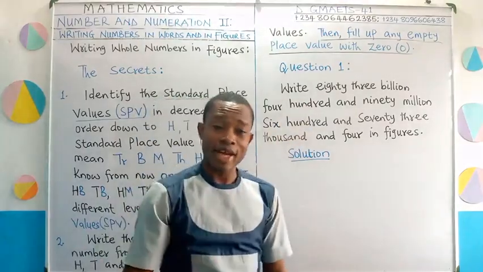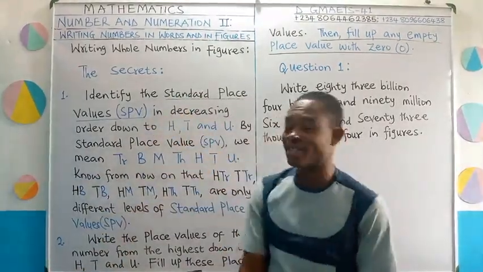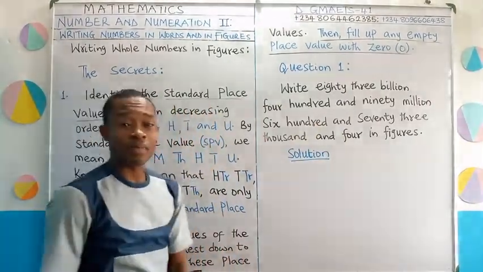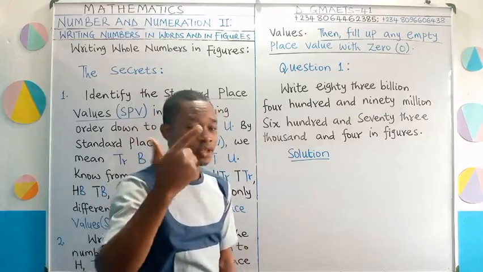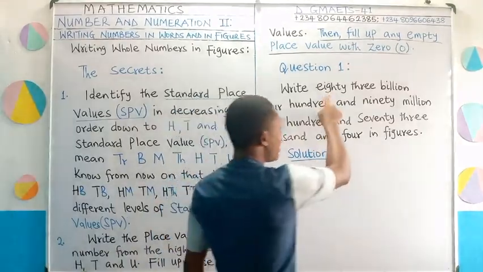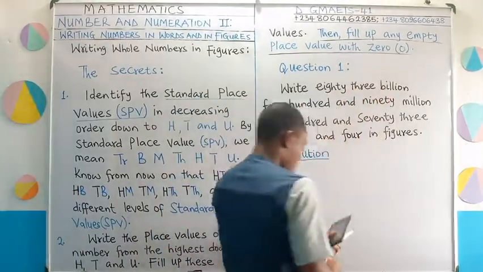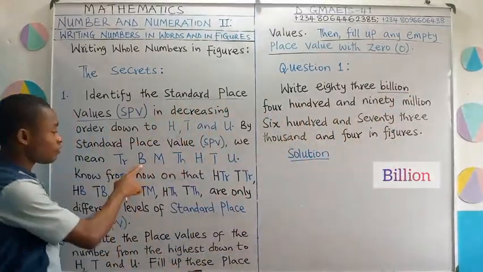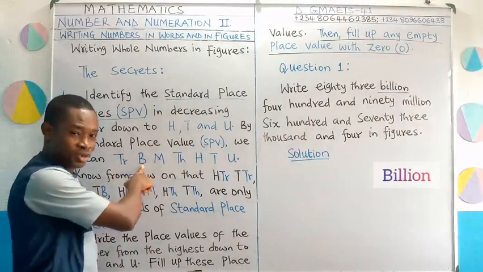The first thing we do, like I said in the secret, is to identify the standard place values you have in the question. And what are our standard place values? Now follow along, listen to yourself as we pronounce this number. Are you ready? We have 83 billion. So I'm going to underline this. You heard billion. Billion is part of our standard place value. You know that, isn't it?